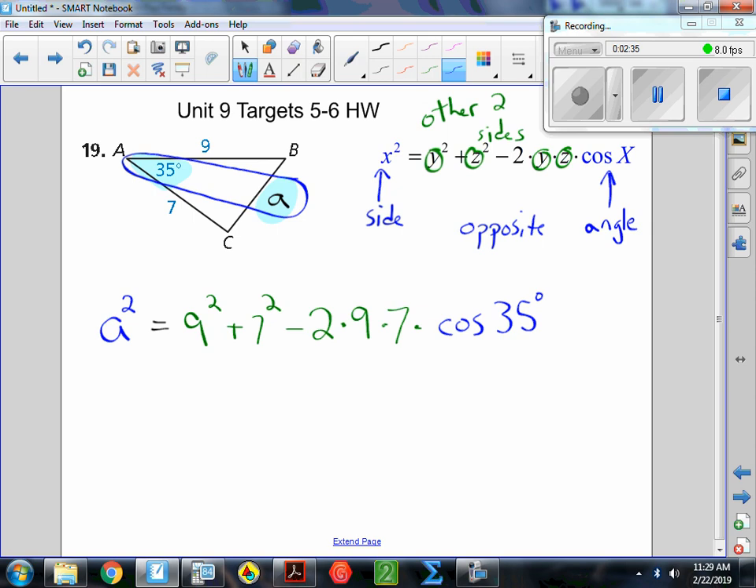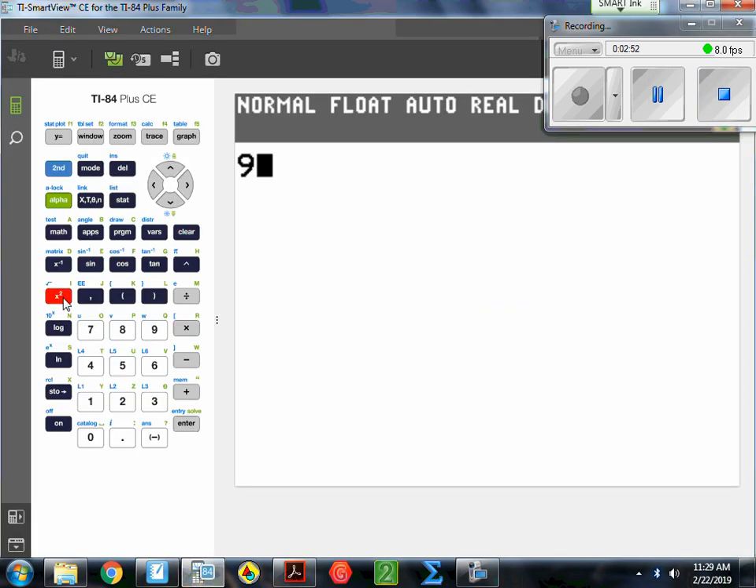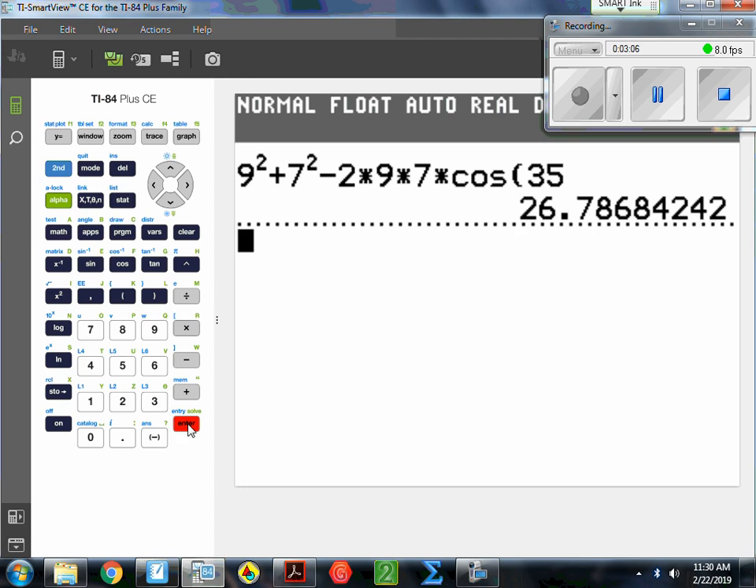When I have all the numbers on the right and no letters on the right that are left to be plugged in, I can use my calculator to type all that in. So I'm going to type in 9 squared plus 7 squared minus 2 times 9 times 7 cosine 35. So 9 squared plus 7 squared minus 2 times 9 times 7 times cosine of the angle we had, which was 35. And just hit enter. So that 26.78684, that's my side squared. 26.8 if I was rounding.